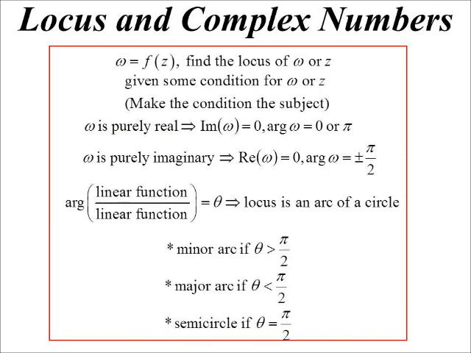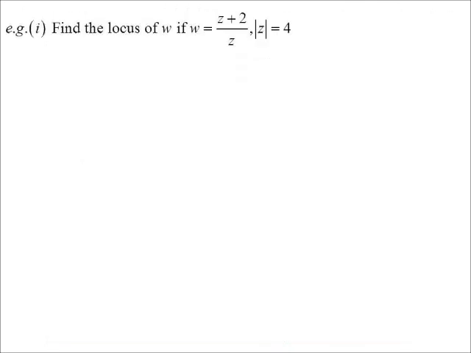It'll turn out to be a minor arc if this angle is bigger than 90 degrees. It'll be a major arc if it's less than 90 degrees. And of course, if it's equal to 90 degrees, it's a semicircle. So let's look at some examples.